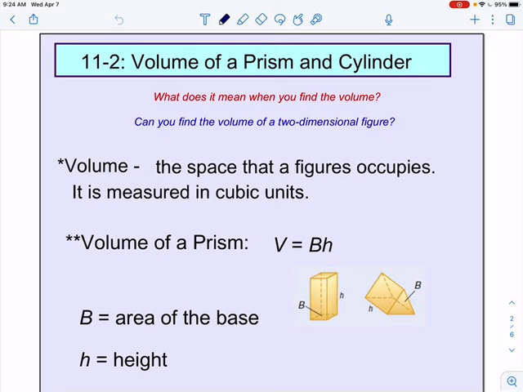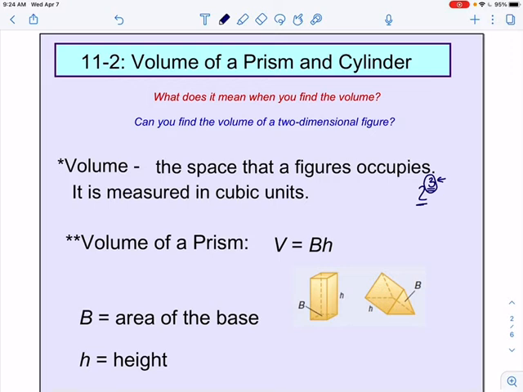So again, the volume is the space that a figure occupies, and it's measured in what's called cubic units. If you think about the word cubic, 2 cubed, it's to the 3rd power, so you're multiplying 3 things together. This 2 has nothing to do with the problem itself. I'm just talking about the cubic here. That's raised to the 3rd power, so you're multiplying 3 things together.